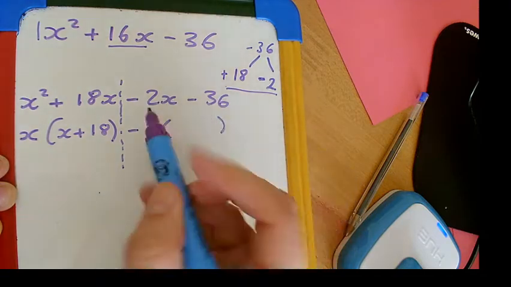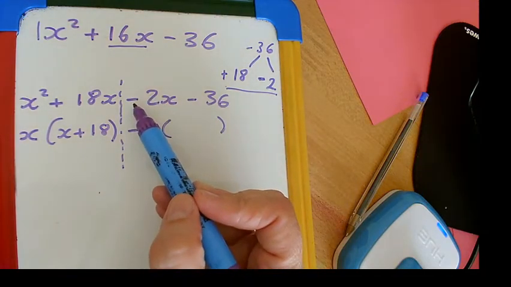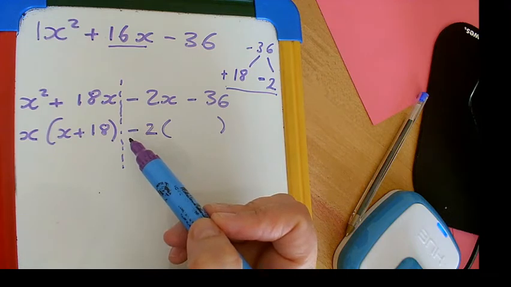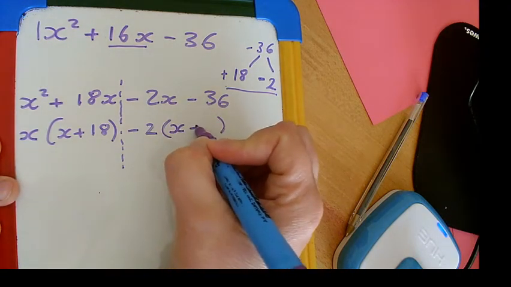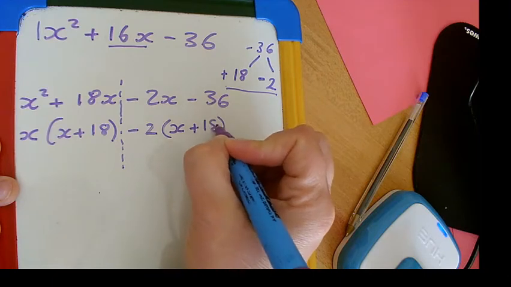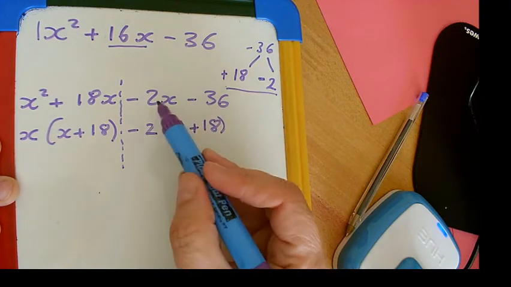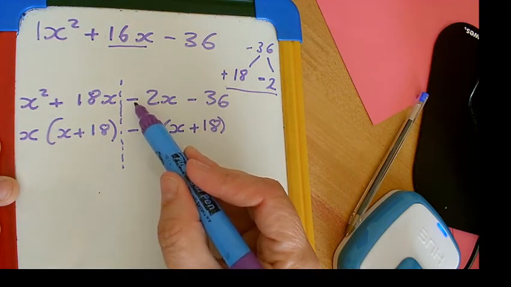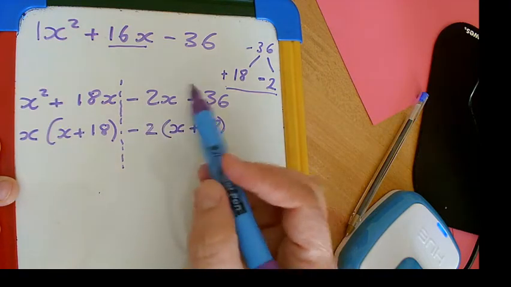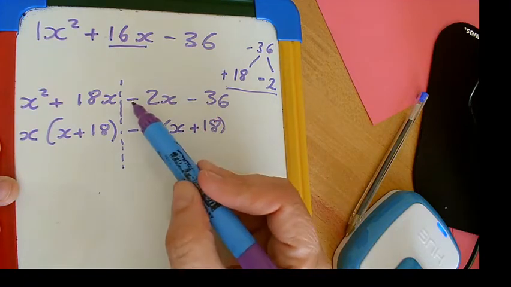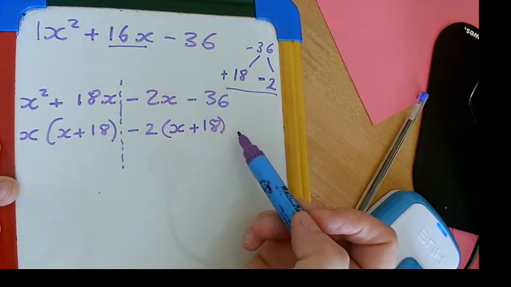Now you're going to discover it's very important that if this is a minus, we take out a minus. Always. Now this is therefore going to be x plus 18. I know it's a plus because I'm dividing by a minus. And minus 2 divided by minus 2 is plus 1. And minus 36 divided by minus 2 is plus 18.